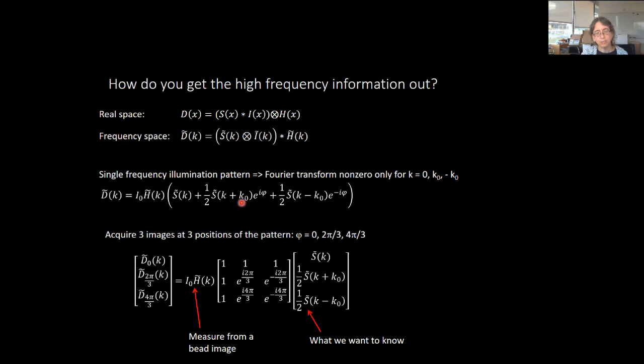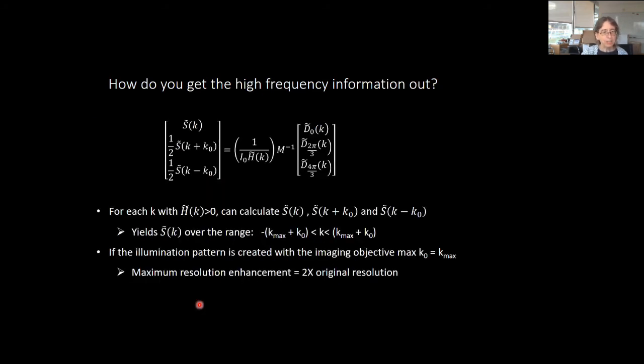And when you take 3 pictures like that, multiplied by this phase factor, which reflects where the sine wave is in the image, you can build this set of linear equations where this is what we want to know. This is the information about the sample. This is what we measured. This is the Fourier transforms of the measured images. And we measured the OTF by taking pictures of beads. And so you can solve that for the information about the sample that you want to know.